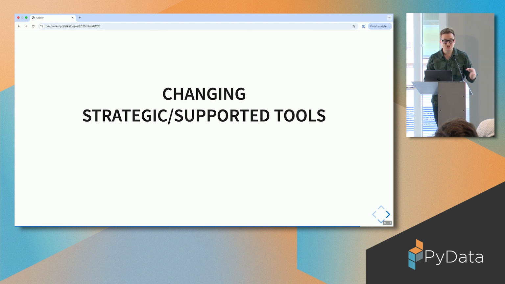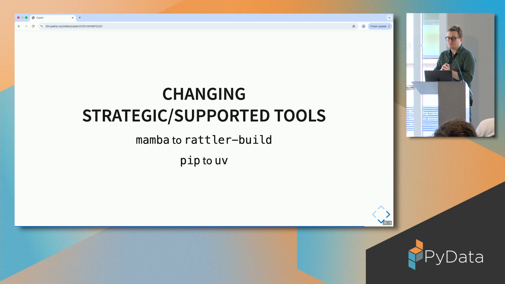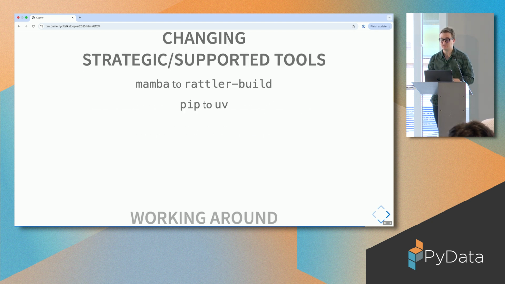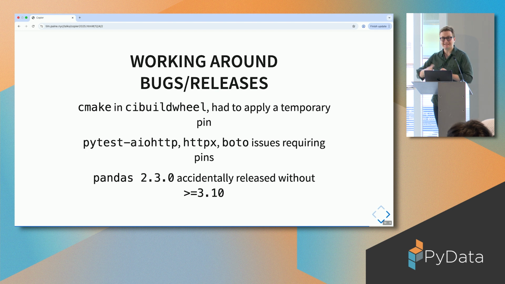If you're changing strategic tools, so for example, I went from using Mamba for some of my Conda projects to Rattler build. It's very easy. You apply that change in the template. It gets pushed out via automation or pulled in via users into all of your template repos. Same deal, pip to UV was another one. There was a CMake problem in the CI build wheel project. I pin it in the template. I can immediately push it out to all of my libraries.